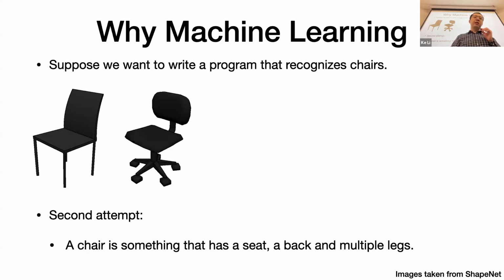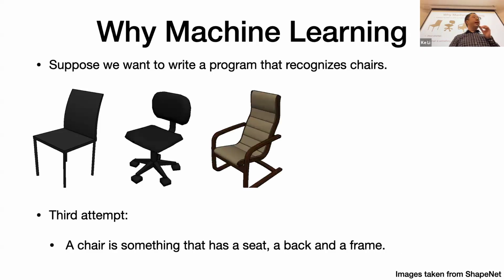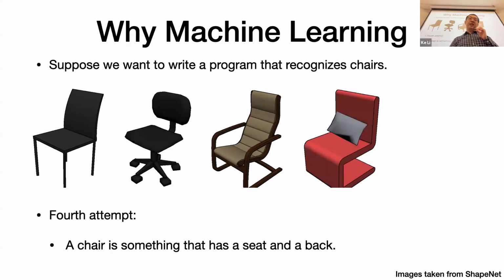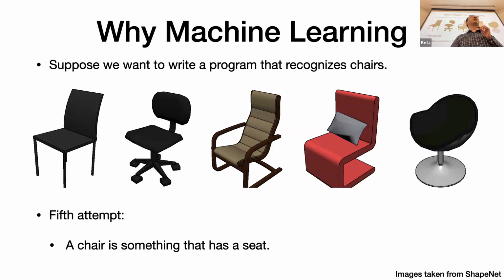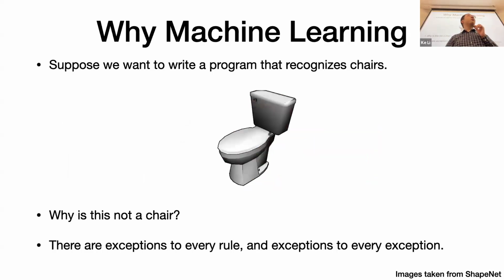And then you may say something like a chair is something that has a seat, a back, and multiple legs. And you come across another chair and that doesn't quite work either. And so maybe you would say that a chair is something that has a seat, a back, and a frame. And that doesn't work, right? It doesn't have a frame now, so a chair is something that has a seat and a back, right? And then you come across another example. Well, maybe you finally come up with the following: you say that a chair is something that has a seat. And you think you're good, but then you come across another example, right? And this is not a chair.